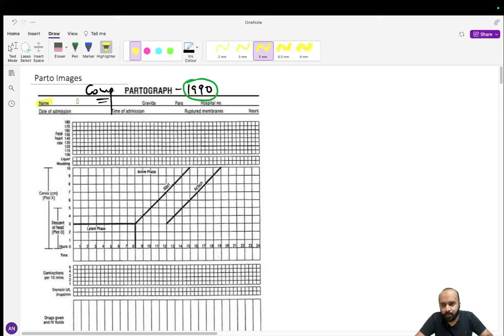The most important is the name. Name, very important, because you do not want your labor chart of one patient to be misplaced with the other one, or to be misplaced in the file of the other patient, because you can end up giving a wrong decision.